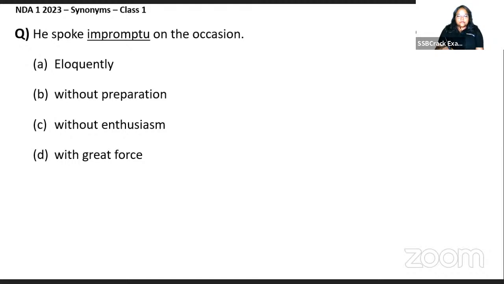What does impromptu mean? Option B. Yes. Impromptu means without preparation. Whatever is coming to your mind, you are just saying it. If I say that I asked him a question and he answered me impromptu, it means he answered whatever came to his mind without thinking. Impromptu means at the moment, without any prior preparation or thought. So option B will be our correct answer.